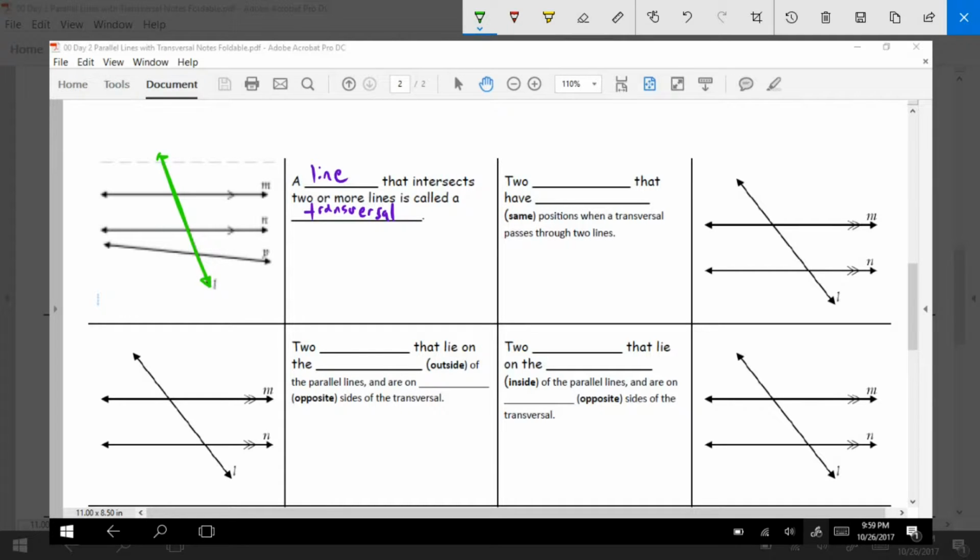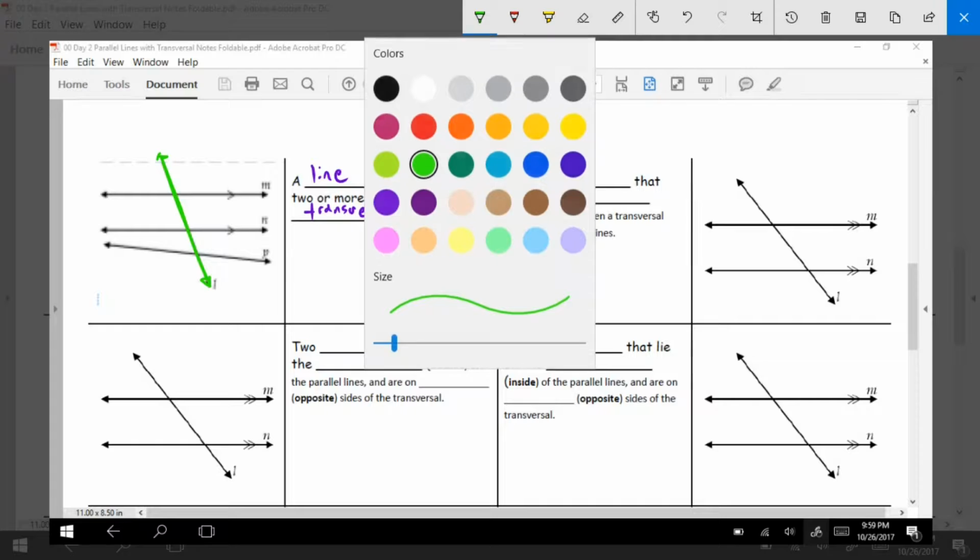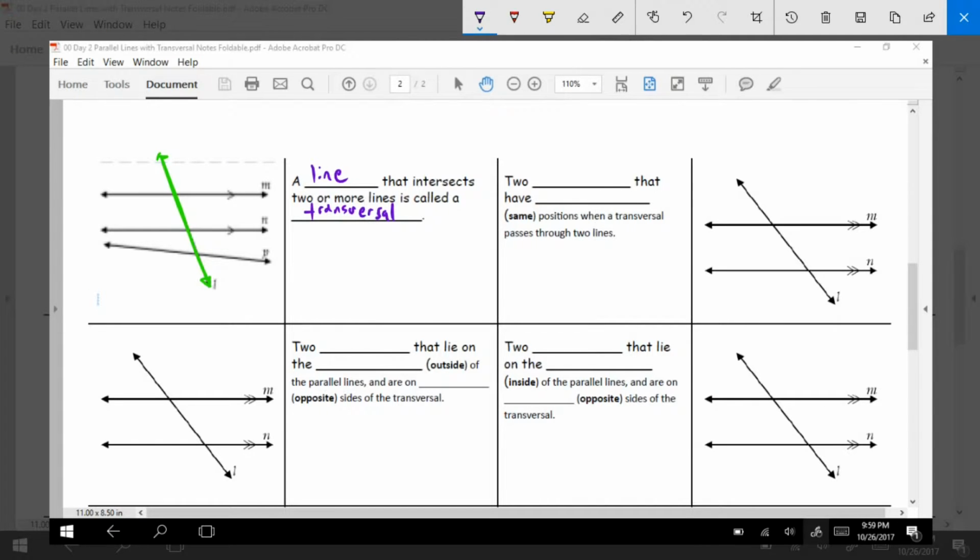Let's go to the top right. Okay. 2 angles that have corresponding, in parentheses, it tells you what it means. It means same. Corresponding means same. So 2 angles that have corresponding or same positions when a transversal passes through 2 lines.